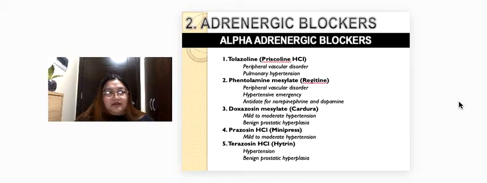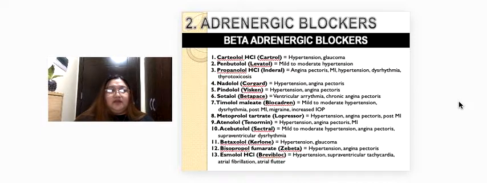Yung mga hypertension, vascular disorders, BPH, nandiyan naman na siya lahat. And remember, kanina I mentioned phentolamine mesylate, antidote siya. Okay? The beta drugs, the beta adrenergic blockers, are the olols. So, lahat ng ending niya, olols. Okay? So, again, nandiyan na yung mga indications niya.